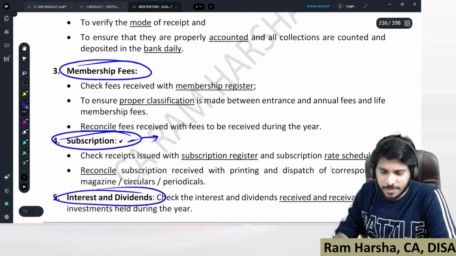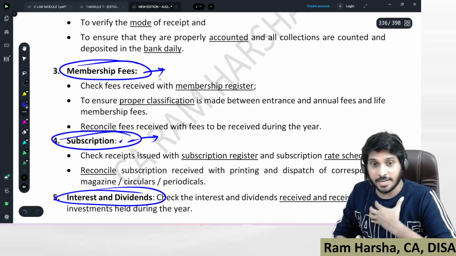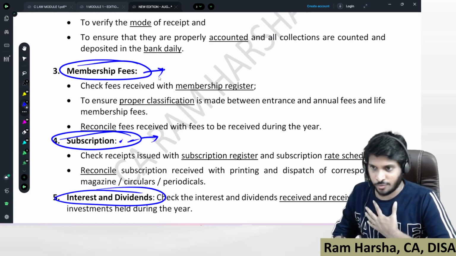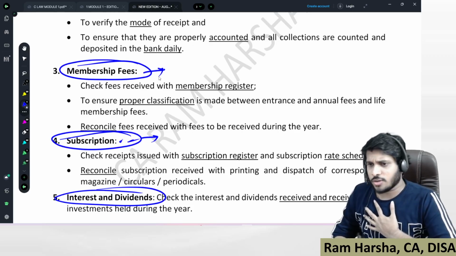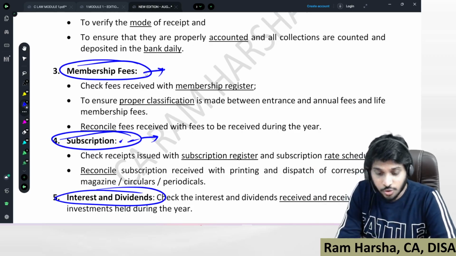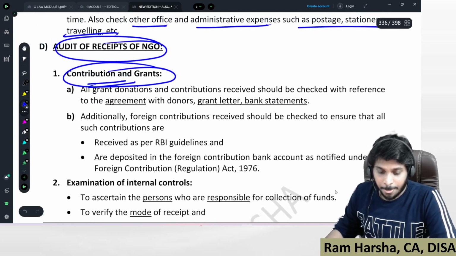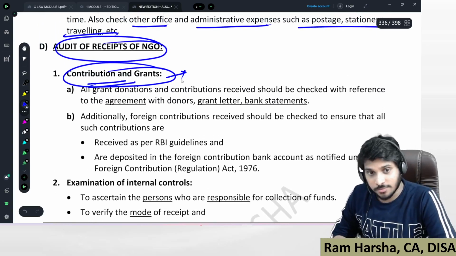Understand? Membership fee. What is membership fee? I register as a member in Isha Foundation, lifetime member, so that I will get some benefits. So that is called membership fee. Or I may give a donation to Isha Foundation.